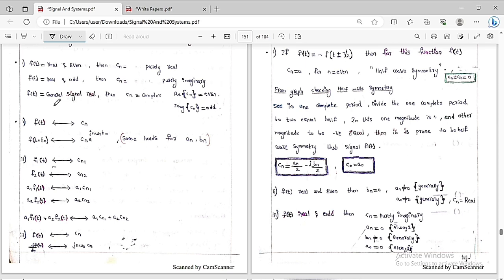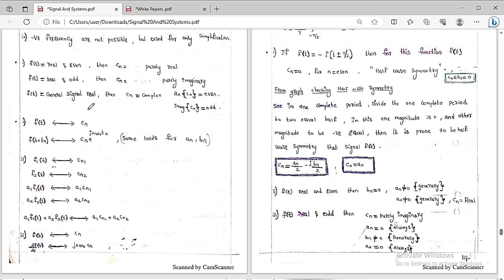Suppose f of t is a general signal, meaning it is neither an even signal nor an odd signal. Then a0 is not equal to 0, an is not equal to 0, and bn is not equal to 0. So definitely cn is complex in nature. And I've already told you, the real part of cn is always even in nature, and the imaginary part of cn is always odd in nature. This point I've already told you many times.